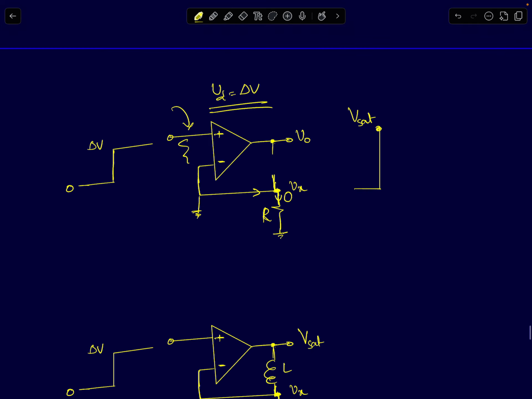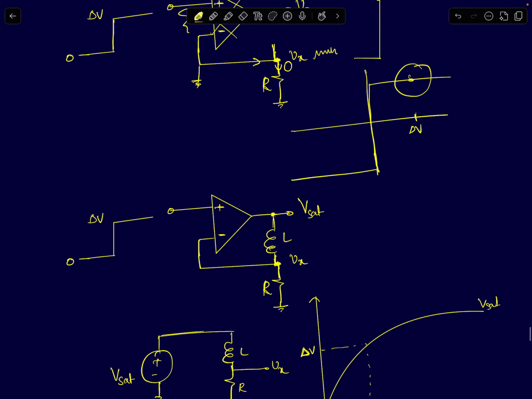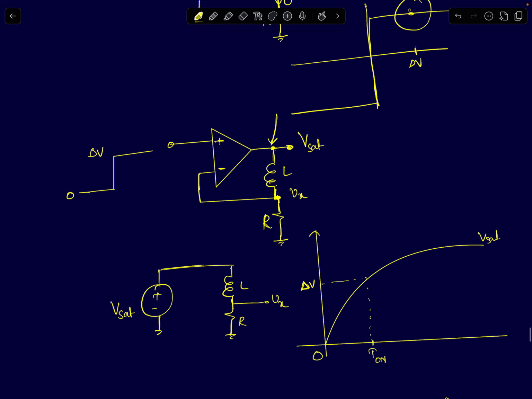When the output jumps to plus Vsat, the op-amp is now in the saturation regime, where the incremental gain of the op-amp is 0. If the incremental gain of the op-amp is 0, then the incremental loop gain is also 0. So even if your node voltage Vx changes by a small amount, the op-amp is not going to respond to that. So I might as well remove the op-amp and treat it like a voltage source of value Vsat at the output port. That's what I've shown here: this is your op-amp's output V0 connected to an inductor, and the inverting node voltage is Vx.